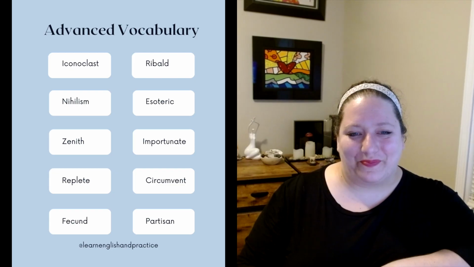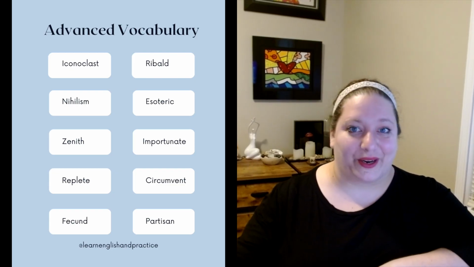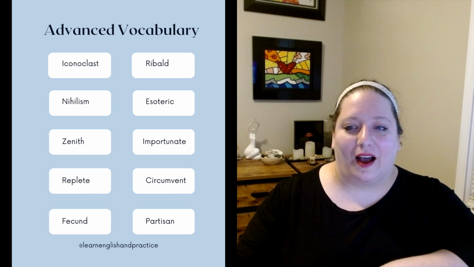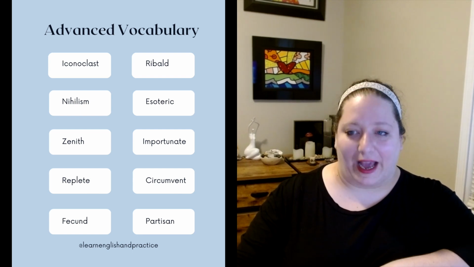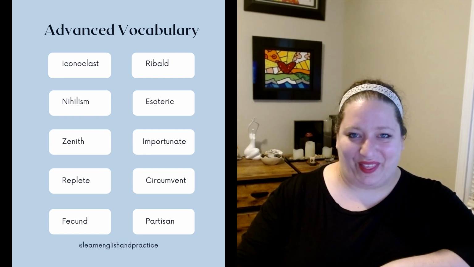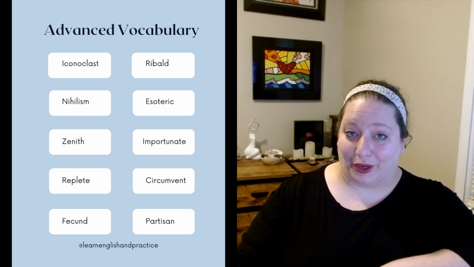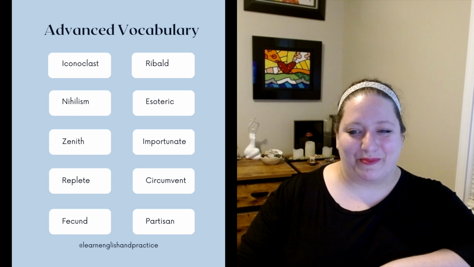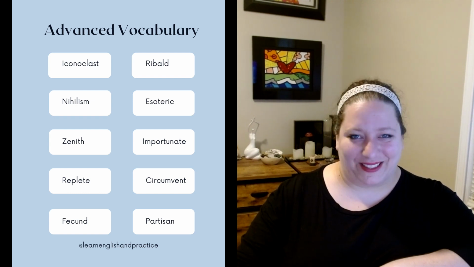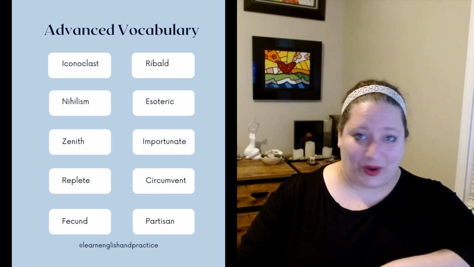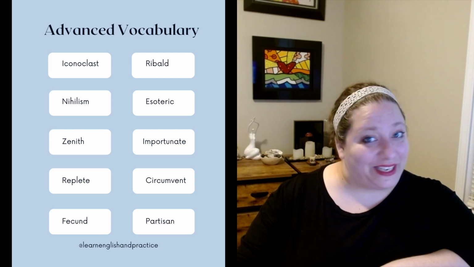Let's hop in. Here are the words we're going to work on today: Iconoclast, Nihilism, Zenith, Replete, Fecund, Ribald, Esoteric, Importunate, Circumvent, Partisan. Let's go ahead and break down each of these words.